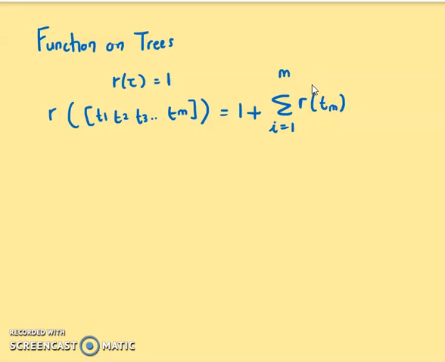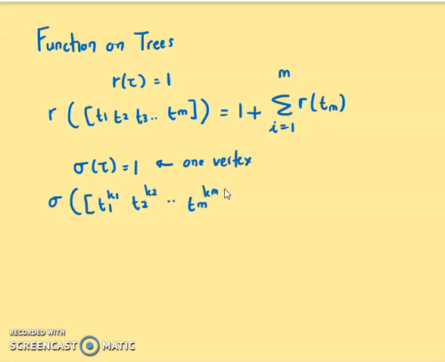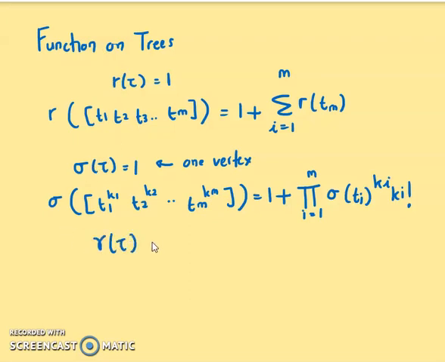Okay, now where does this lead to? It says that for the symmetry of the tree, we have symmetry sigma of tau equals 1. This is for 1 vertex. Okay, and then the symmetry for many trees, t1^k1, t2^k2, up to tm^km, is given by the product from i equals 1 to m of sigma(ti) to the power ki, times ki factorial. Okay, so we have the function on the tree such as sigma, and there's also gamma of tau equals 1.